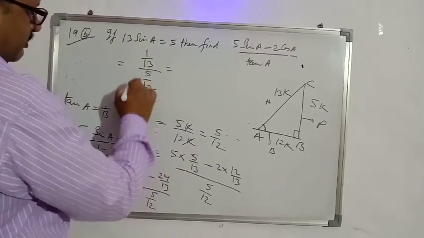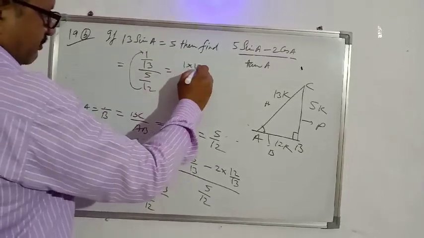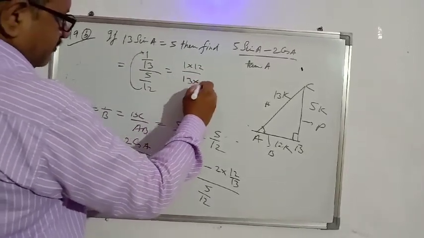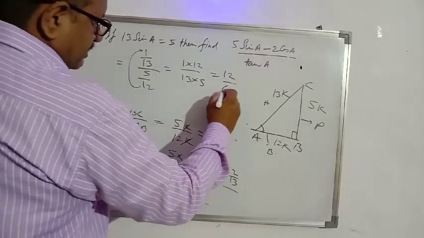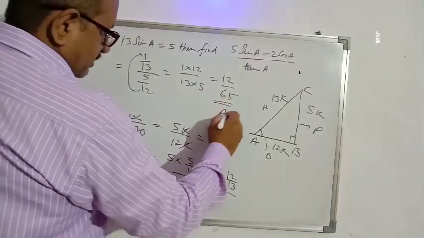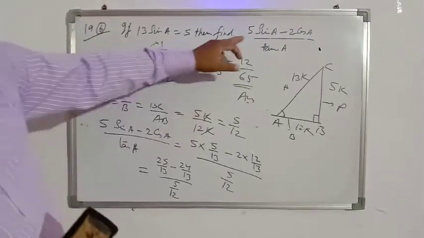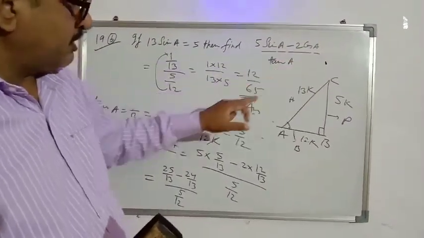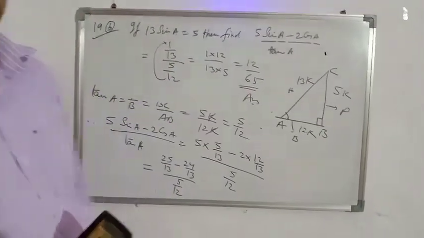So 12 will go upside here. 1 into 12 upon 13 into 5. So 12 upon 65. So the value of 5 sin A minus 2 cos A upon tan A is 12 upon 65.